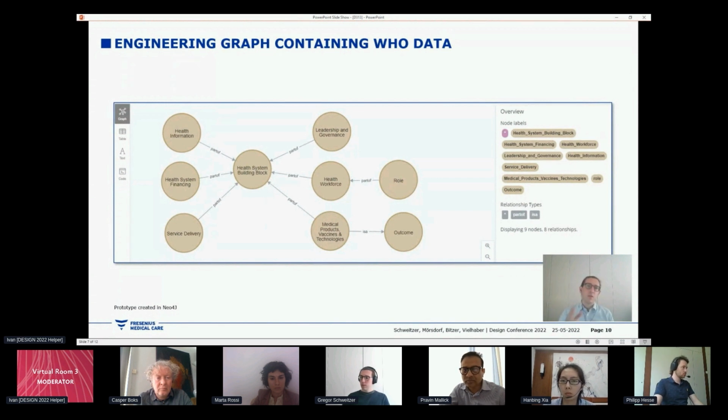And we see that the health workforce is connected to roles, and the medical products, vaccines, and technologies is connected to the outcomes, which is the data from the company. So we see here that the company external data is connected to company internal data, and these connections can be leveraged to detect cause-effect relationships.